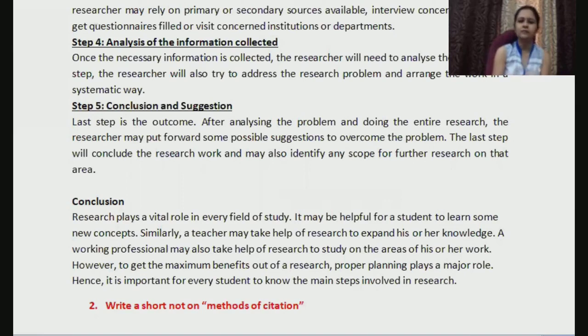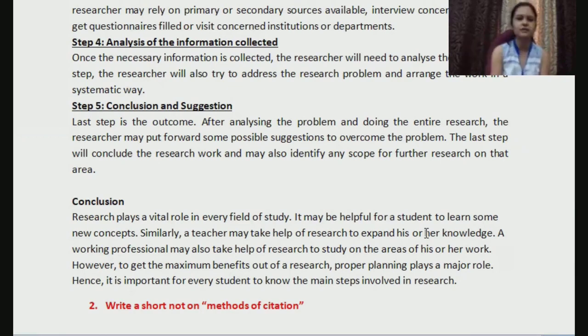It may be helpful for students to learn some new concepts. If you are studying certain new topics, you can do some bit of research to get a better understanding of the topic. Similarly, a teacher may do legal research to expand his or her knowledge on a certain topic. A working professional may also do research to get more information on the area of his or her work.